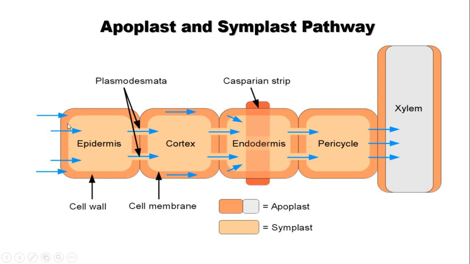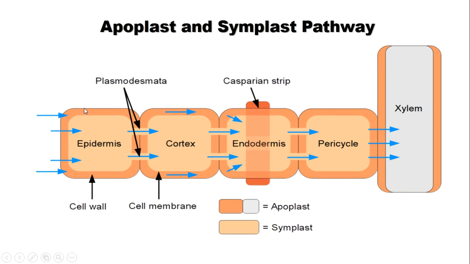The apoplast pathway is the pathway which follows the intercellular spaces or the cell walls. This is the pathway. These arrows are showing the apoplast pathway. These are the cell walls, and this is the protoplasmic contents. This is the epidermal cell. The water will enter here.